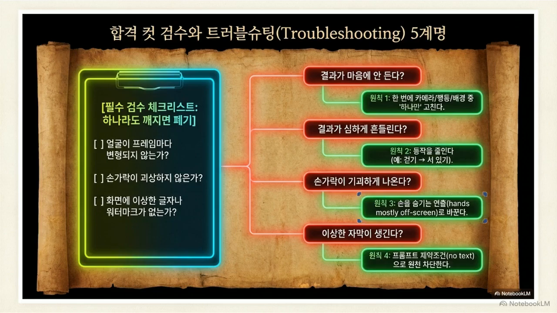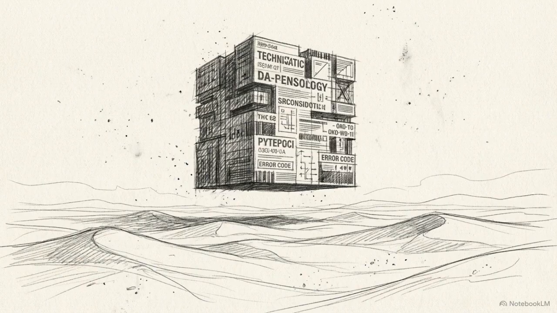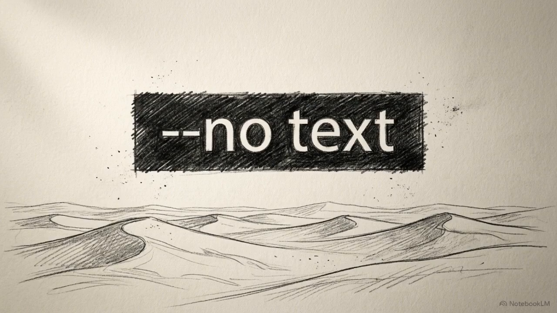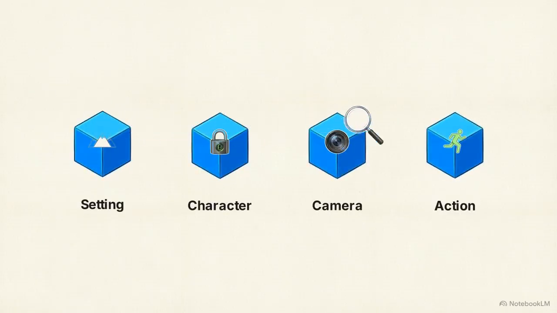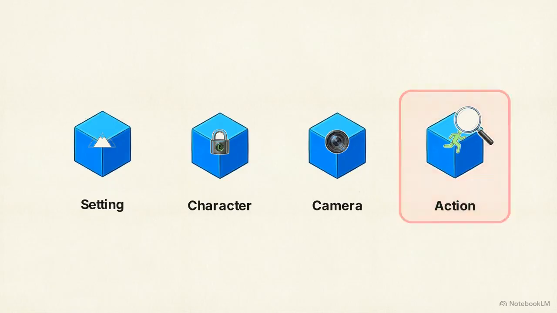If the AI generates random text or watermarks, apply strict negative constraints. You must explicitly command the system to exclude all typography from the final render. Success in AI generation comes from systematically identifying visual errors and isolating the specific text variable needed to fix them.